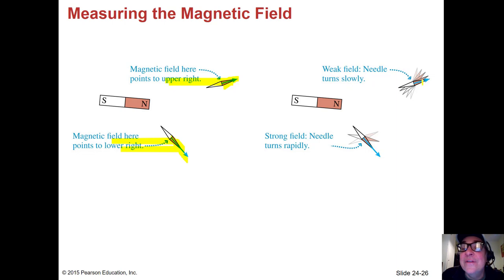If the field is weaker, it's not going to turn as strongly, so it's a little weaker over here. It's stronger here because we're actually closer to the magnet. So that's what it's showing you here. The closer you get to the magnet, the stronger the magnetic field strength is. And when you're over here, it's a little bit weaker.